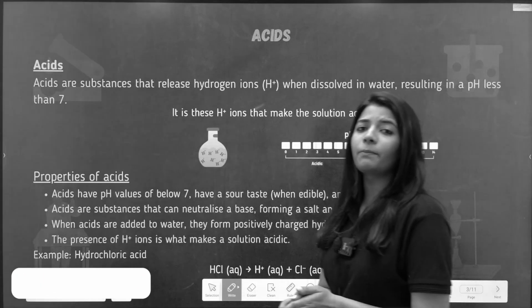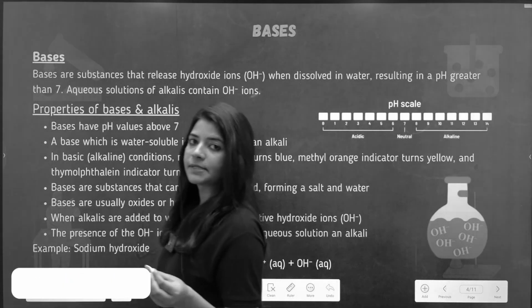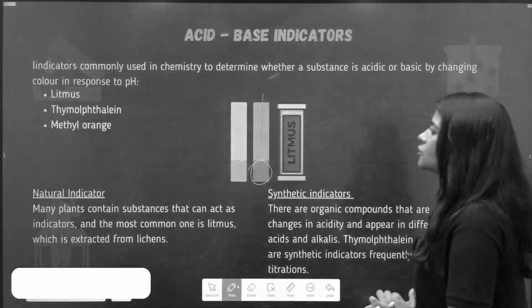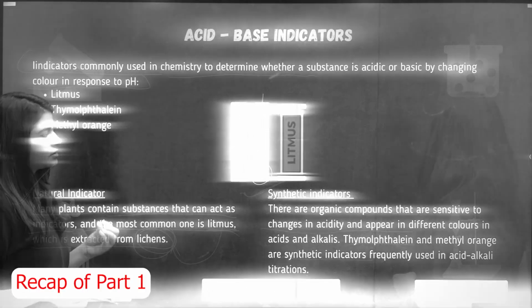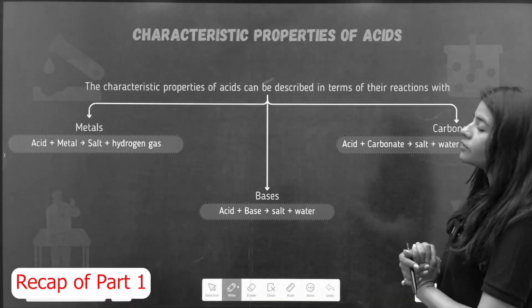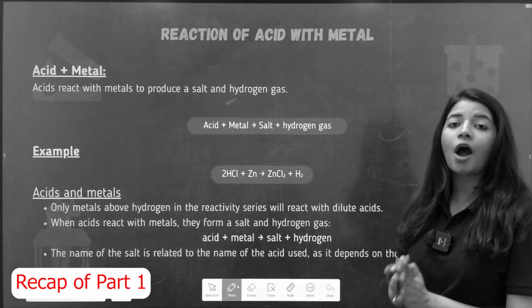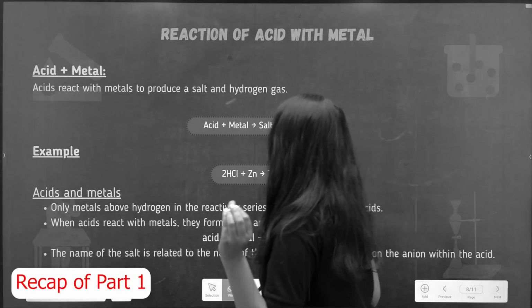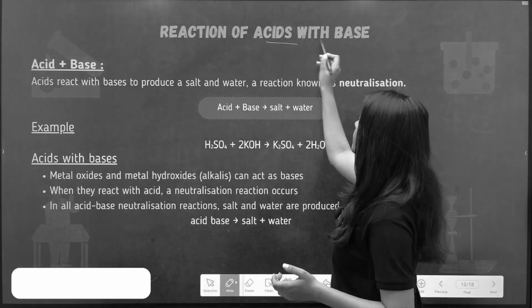So the first topic is acids. Now what are acids? Bases are those substances, as already told you. We are going to talk about three important indicators. First of all, what are indicators and how does the color change in all of these? The characteristic property of acids: first we are going to talk about acids and then bases. How does an acid react with a metal? Now let's move on to the next type of reaction, acids with bases.